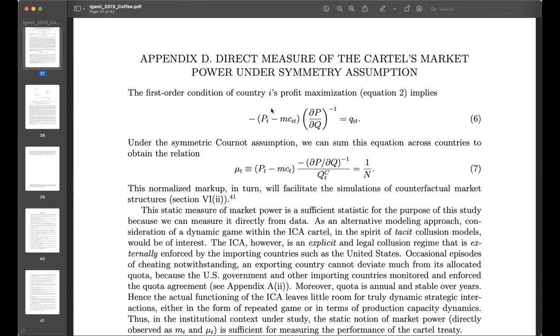Now, according to this paper, they have everything in here. They have the quantities. They have each country's exports as well as the total exports. They have the price for coffee. They have the cost of making coffee here. And what's this? What's this one?